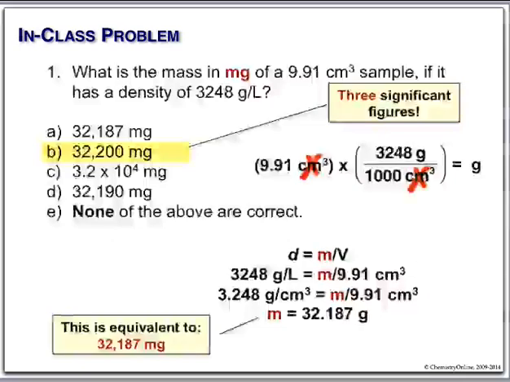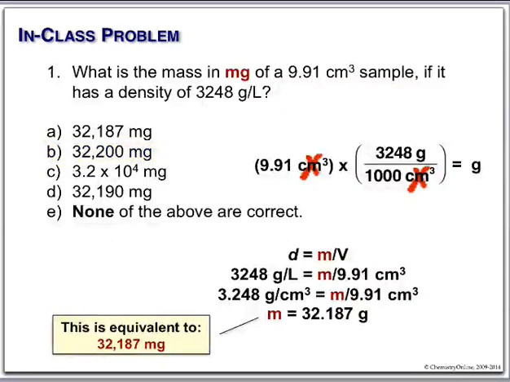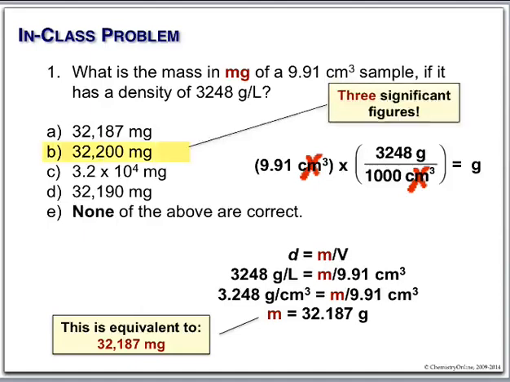Come on. Not supposed to do that to me. 32 grams is how many milligrams? Multiply by 1,000. So that's 32,000. Now, how many significant figures do we have? Three significant figures. Therefore, this is going to have to be rounded to three significant figures. This has five, this has three. That's the correct answer.